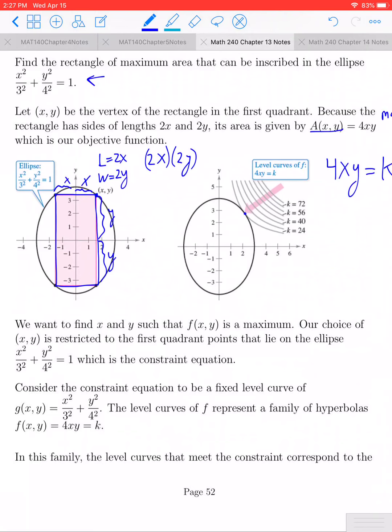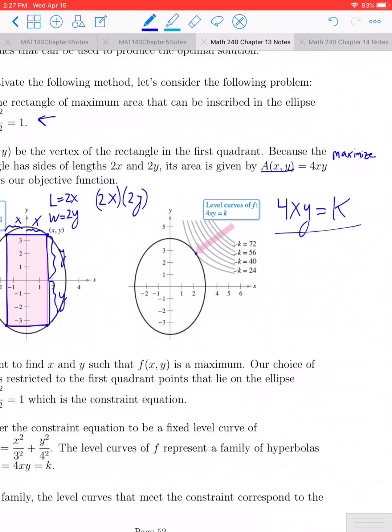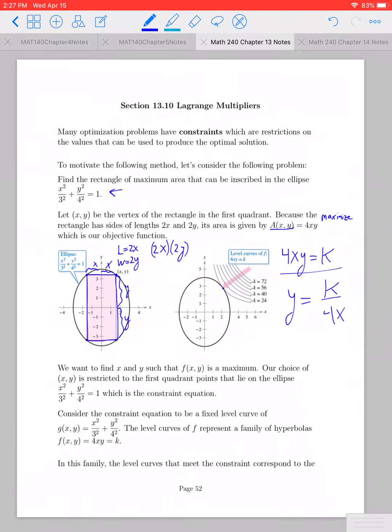So our goal is to find x and y such that f(x, y) is a maximum. Our choice, again, depends upon the constraint equation, which is the ellipse. And so what we see is that these level curves represent a family of hyperbolas. If you were to graph these hyperbolas, most of us would probably solve for y. If you're graphing it as a planar equation, think of it as y equals k divided by 4x. We can graph a bunch of those.